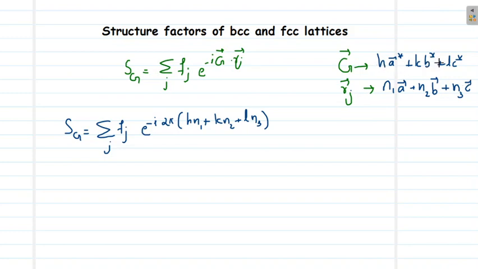So H, K and L are the integers corresponding to the reciprocal lattice vector and they are called the Miller indices. n1, n2 and n3 are the integers corresponding to the position vector of the atoms in the real lattice. Now let us move on and derive the equation of the structure factor of a BCC lattice.